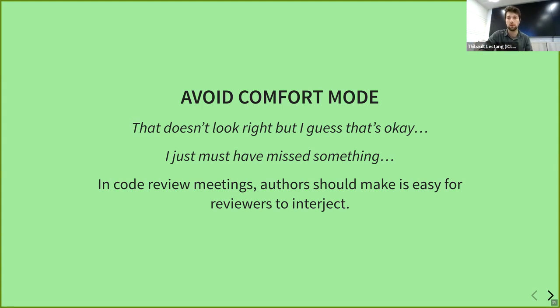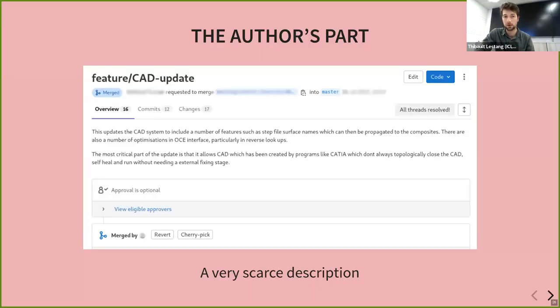That's more in the context of a code review meeting, but in an asynchronous review on GitLab or GitHub, for instance, comfort mode looks like this: you have 70 changes and they're quite substantial, but it's 4 lines of description. And it's quite technical. We're talking about CAT system and OC interface, reverse lookups. There are also a number of optimizations in the OC interface. Well, we don't really know what these optimizations are or why they have been introduced. So there's no real idea of why these changes are proposed. What are they changing? What is the scope of the changes? And there's no recommendation for a reviewer, like, first you should look at this, because this is an area that I'm not too sure about. It's not making it easy for a reviewer.